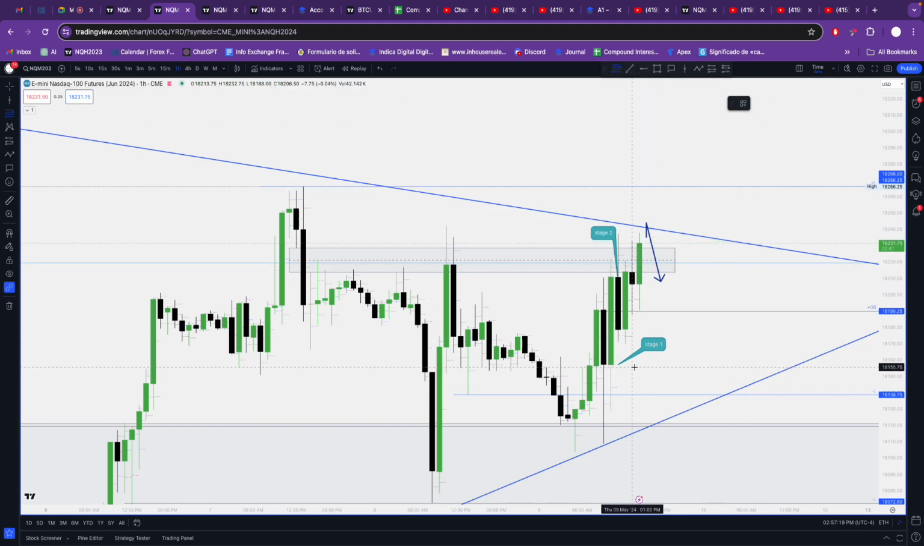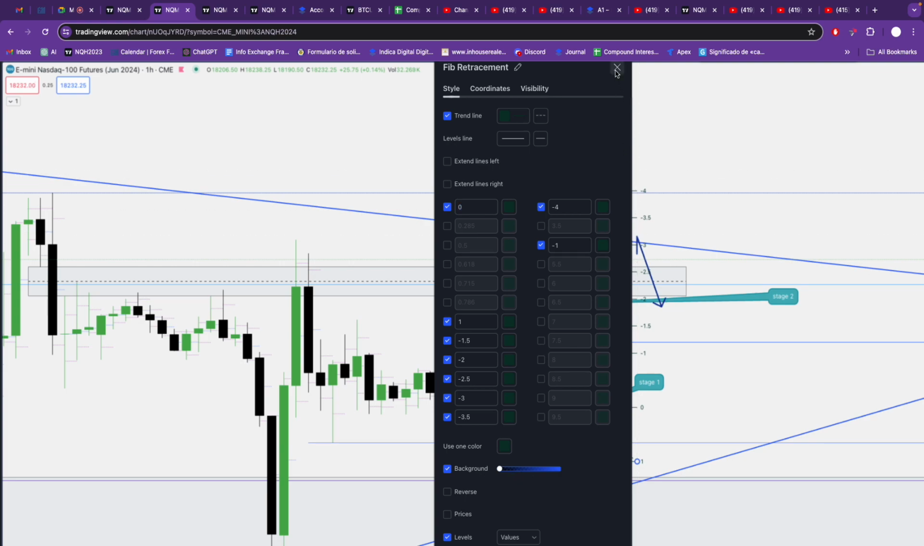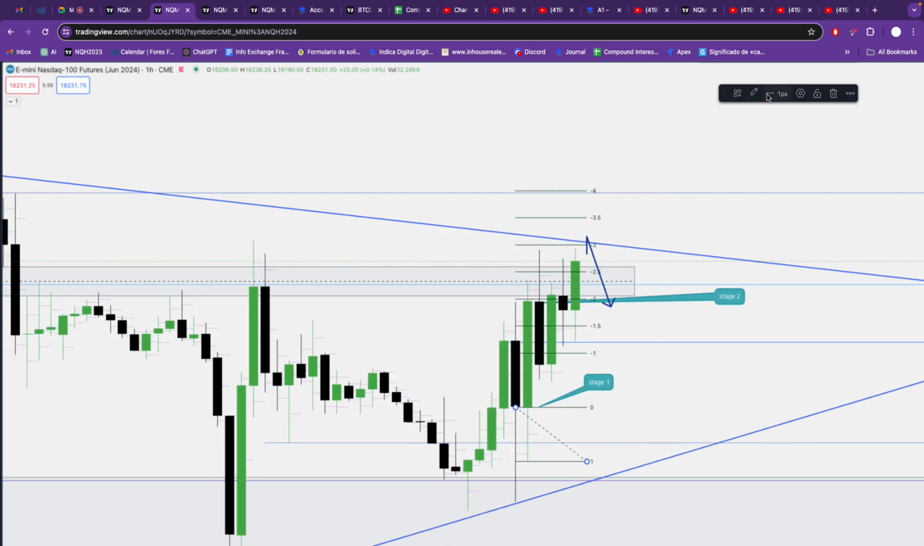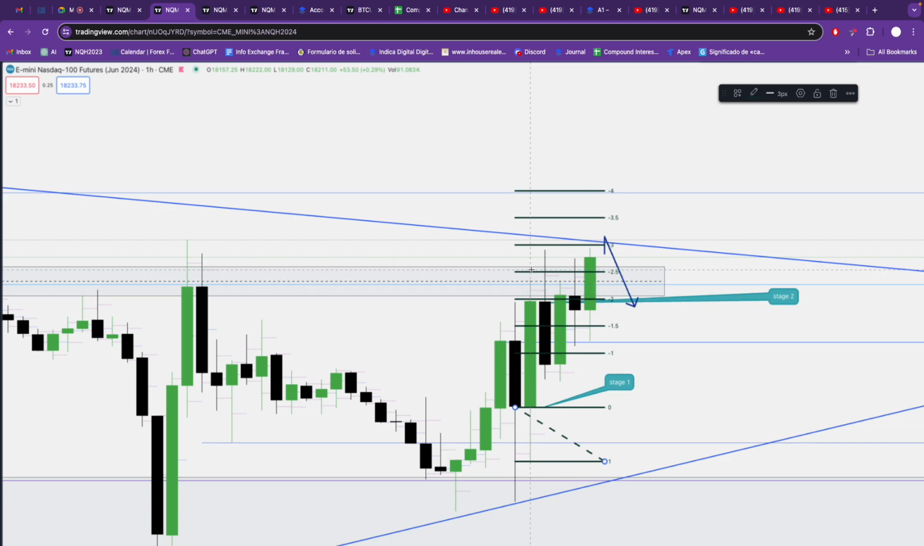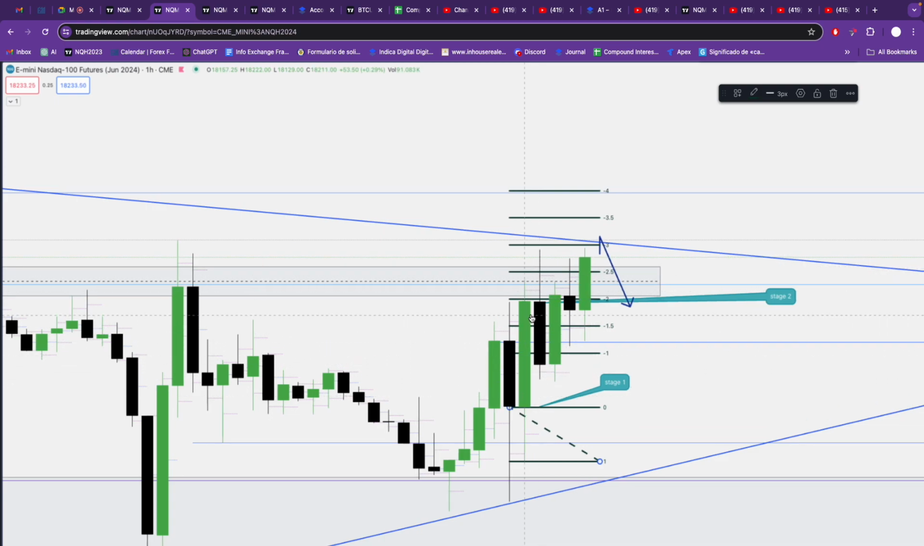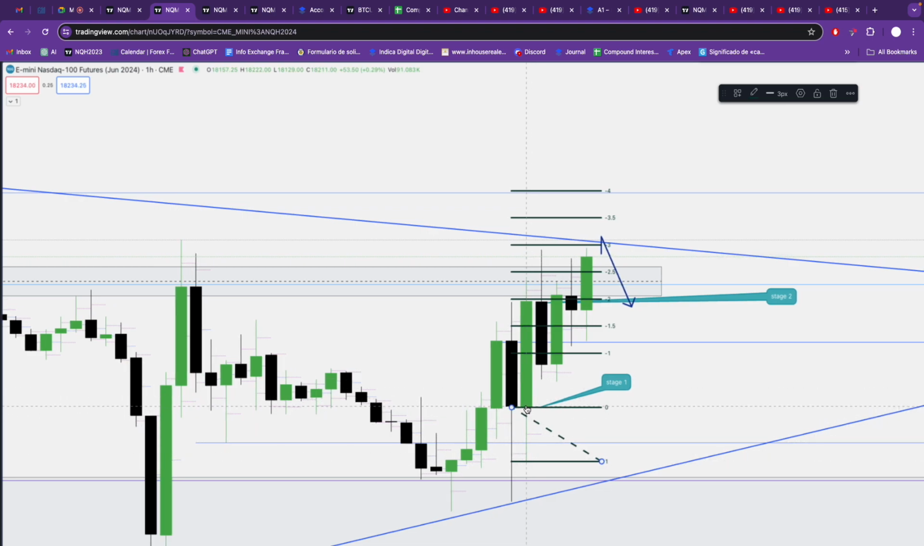Look at this ratio right here. Look at this here. Oh shoot. And we want to take this to right here. This is almost two and a half, 2.5 ratio. One, two. But look at this. The length of this wick is exactly two standard deviations, and that's the body.